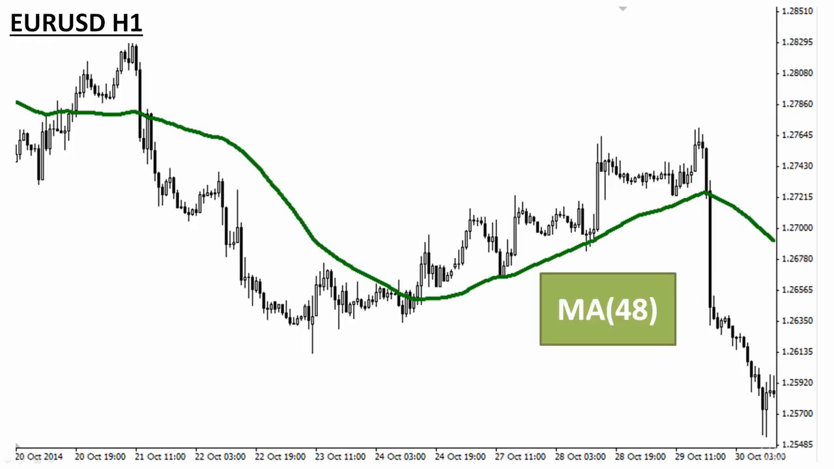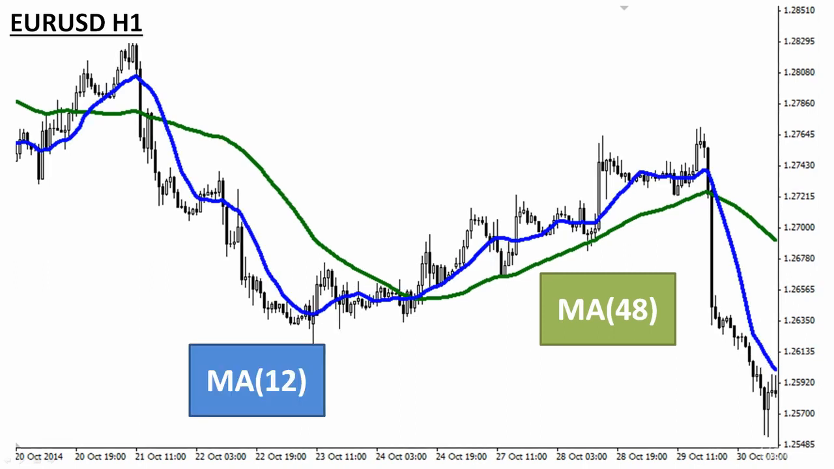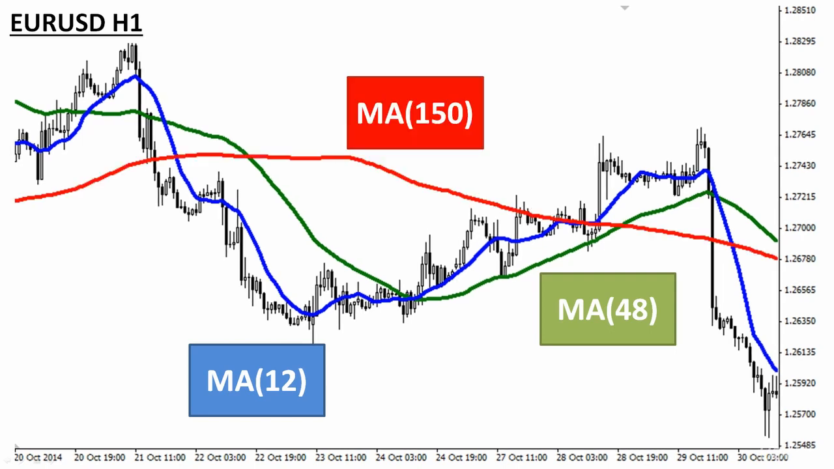Let's have a look at the chart again. So this is the moving average with a period of 48. If you plot the moving average with a period of 12, that's how it will look. And if you plot a moving average with a period of 150, that's how it will look. So as you can see, all of them are very different, and they can give you different insights into the market and actually different recommendations on what you have to do. So it's up to you as the trader to pick the right moving average for your currency pair, for your time frame, and for your particular situation.